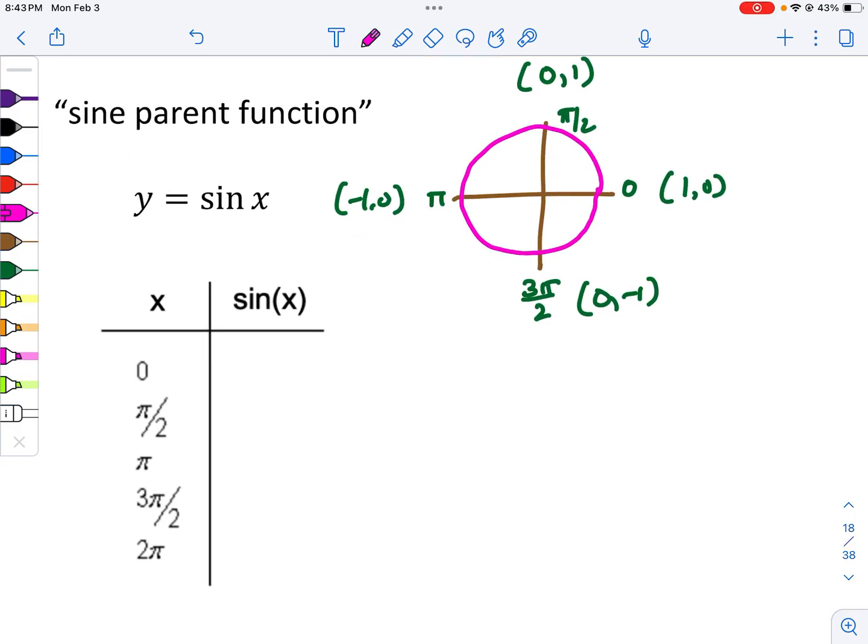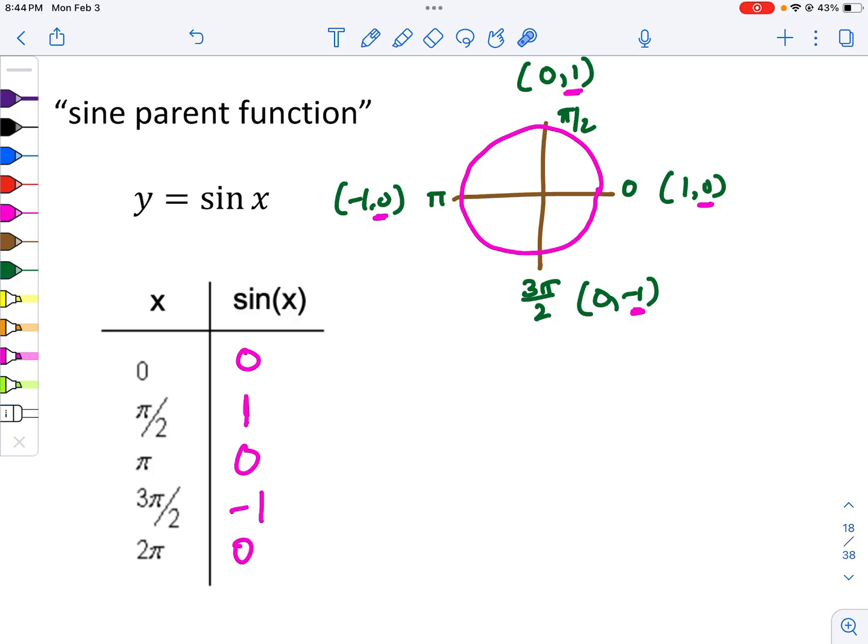So if we talk about the sine value, we know the sine value of 0 is the y value. So sine of 0 degrees, or 0 radians in this case, is 0. Sine of pi over 2 is the y value up at pi over 2, which is 1. Sine of pi is the y value over at pi, which is 0. So it starts to repeat there. But then if you go down to the y value at 3 pi over 2, we get -1. So it's actually not repeating yet. And then we go back to 0 for 2 pi.